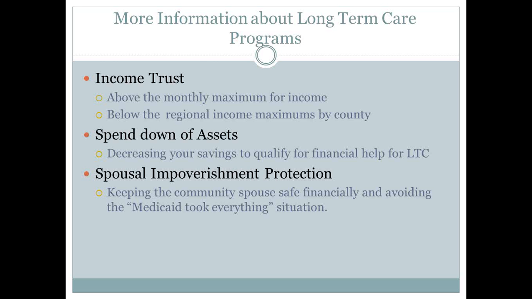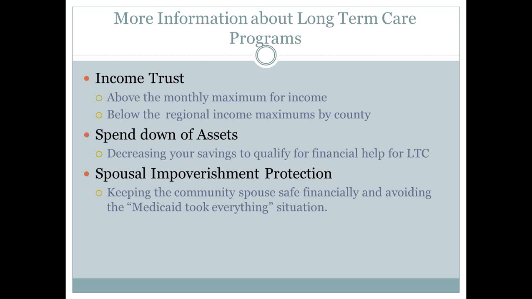Now, that said, there's something that's called the Spousal Impoverishment Protection Act, and in Colorado, it's designed specifically for keeping the community spouse safe financially and avoiding that thought that Medicaid takes everything from us. In Colorado, it was established that a spouse, and when we're saying the community spouse, we're talking about a married couple, and the community spouse is the person that is staying in the community, and the other person that's applying for Medicaid would be the spouse going into a nursing home.